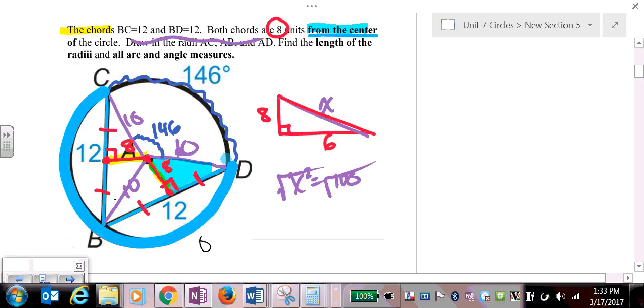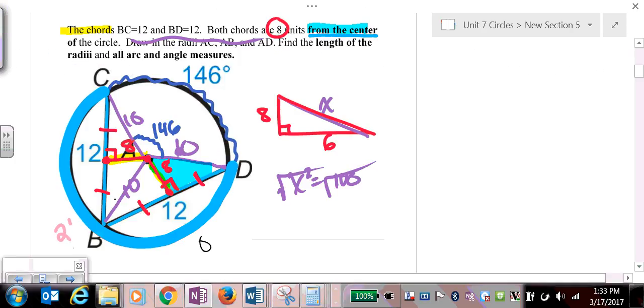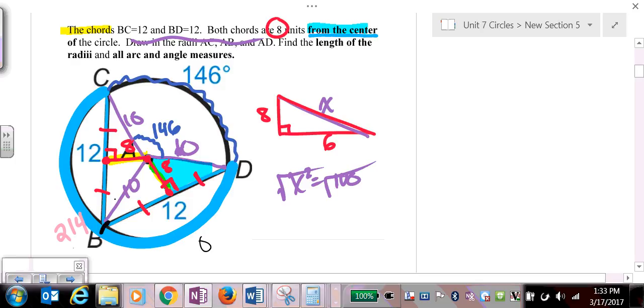Giant blue arc. Claire, what do you have? So that's 214 away from 360. All righty. And then, because these guys are equal, we know they're equal and they meet, then we can take the 214 and split it up. So from here to here is 107, and from here to here is also 107.